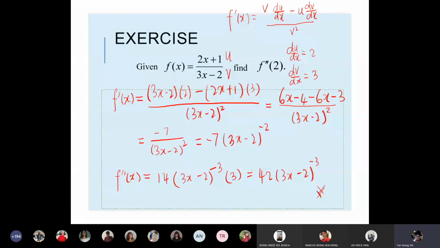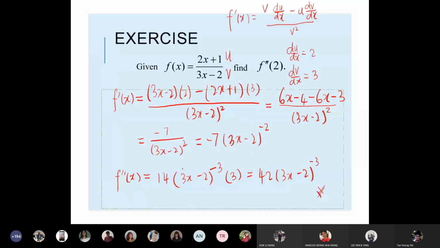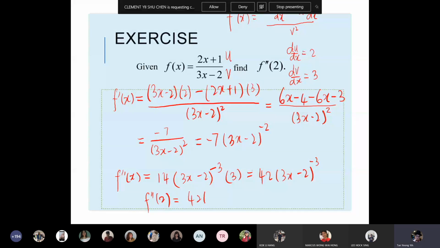Do you have any questions, students? So I don't need to sub the 2 inside? Oh, yeah, correct. Sorry, we need to sub the 2 inside. I forgot this part. Okay, so sub the 2. So we have 42 times 3 times 2 minus 2 to the power of negative 3.